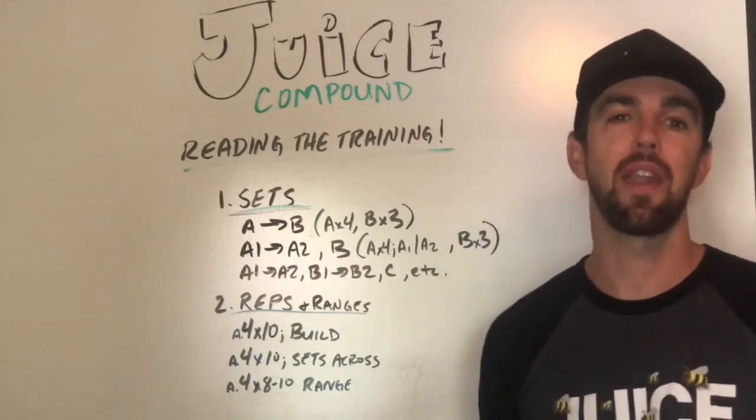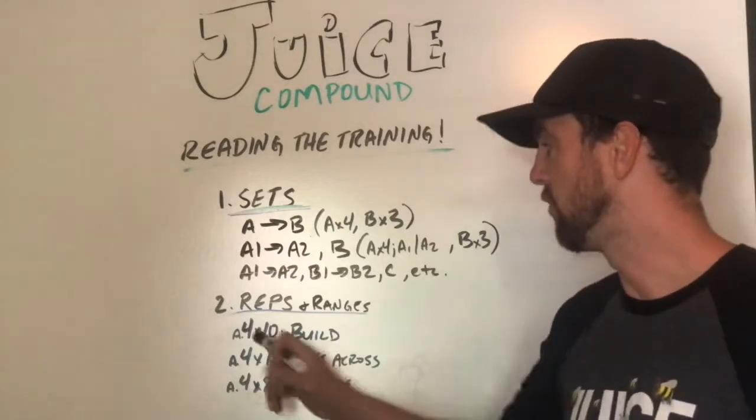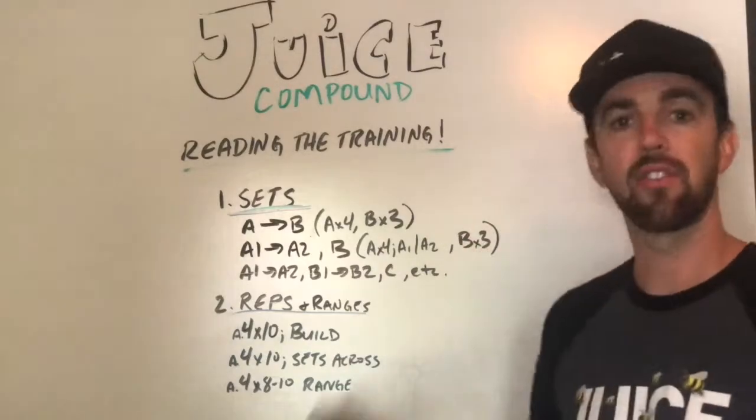You may not get up, but you're trying to get a tough set of 10 right there. And you would rest however long we say it. And generally, you might say a 4 times 10, build, rest 60 seconds.